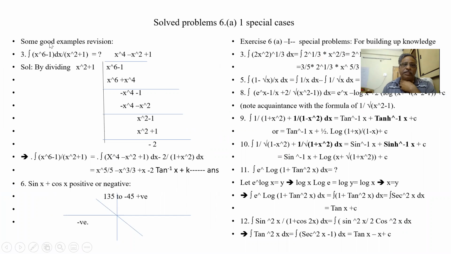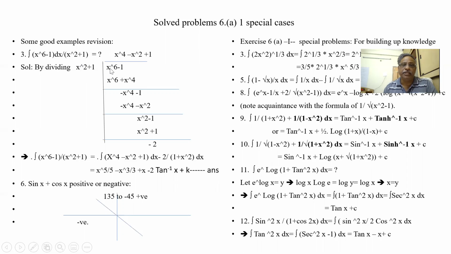So let us see from examples. Integration of (x to the power of 6 minus 1) dx divided by (x square plus 1). So what is given is x to the power of 6 minus 1 by x square plus 1. We will simply divide these two. How to approach this? Is this any dx of this? No. Is this any power of this? No. So we are going to divide this.